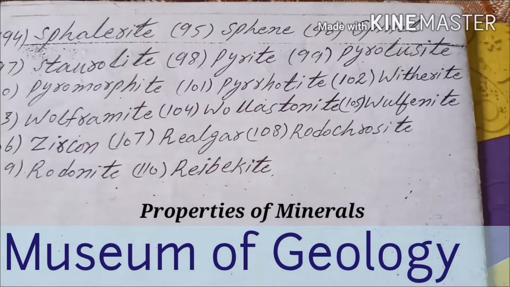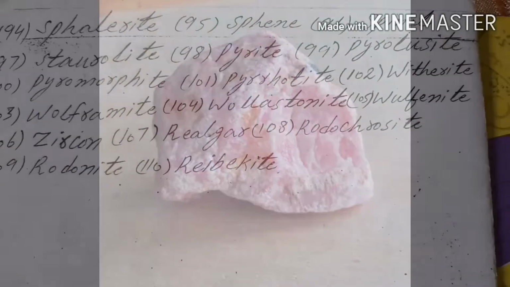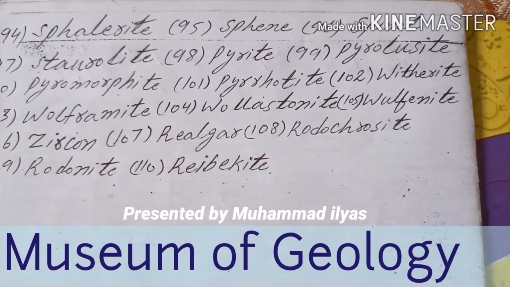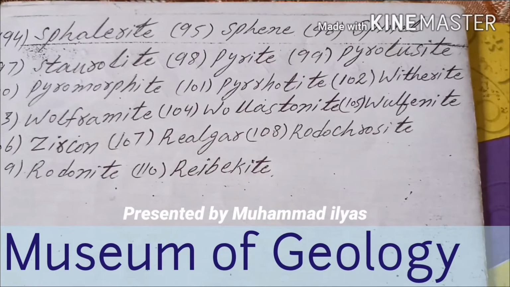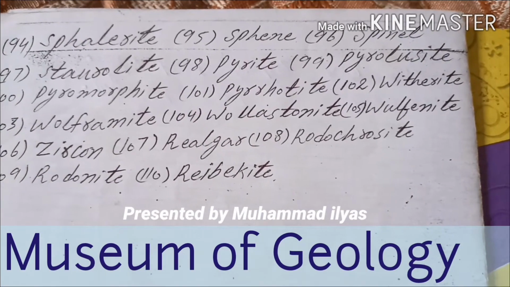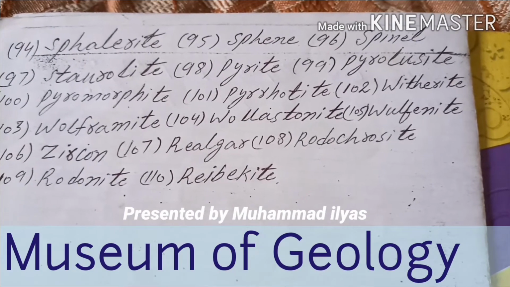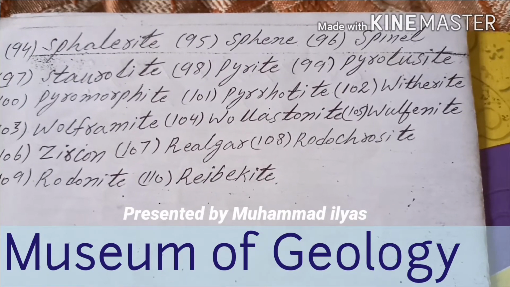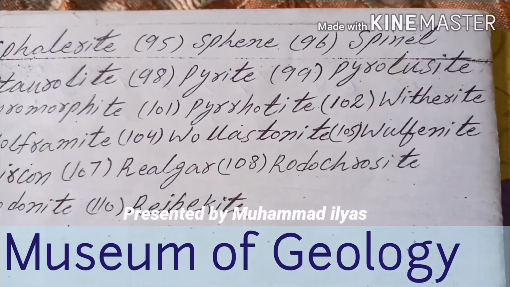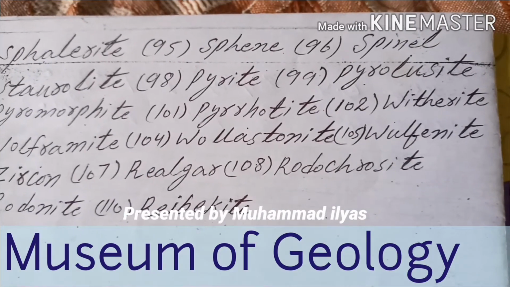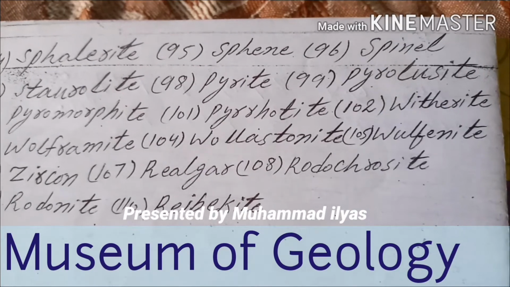Number 108 is rhodochrosite. The habit of rhodochrosite is usually massive and the hardness is 4 and their specific gravity is 3.7. Luster is vitreous and the color is pink to red, brownish or yellow. The streak is white, perfect cleavage, uneven or brittle fracture. The occurrences of rhodochrosite are veinstone in lead and silver lead ore veins, also in metasomatic deposits.